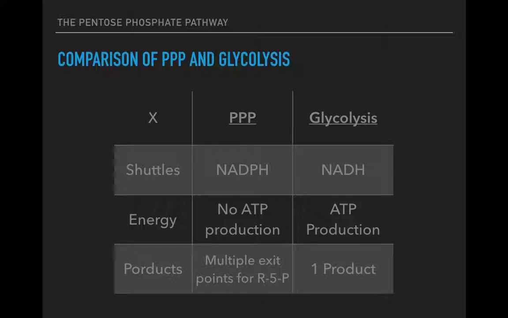Here's a comparison of the pentose phosphate pathway right next to glycolysis, comparing the shuttles and the energy products. With the pentose phosphate pathway, the shuttle is NADPH and glycolysis is NADH. There's a big difference between those two. The pentose phosphate pathway actually yields no ATP, and glycolysis does. The products for the pentose phosphate pathway are ribose 5-phosphate, and it has multiple exit points, and with glycolysis there's only one product.